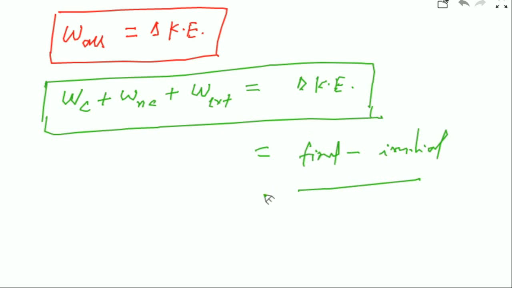Sometimes they will ask in theory: can I say the work done by the conservative force is the change in kinetic energy? Then it depends. Suppose there is no non-conservative force and no external force. In this case you can say the work done by the conservative force equals the change in kinetic energy, if the non-conservative force and external force are not present. But the general theory of work energy is that the work done by all forces equals the change in kinetic energy. Now I am going to define the potential energy.